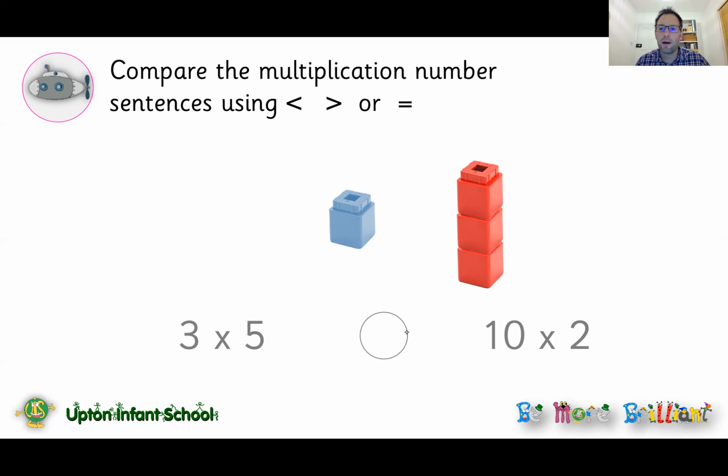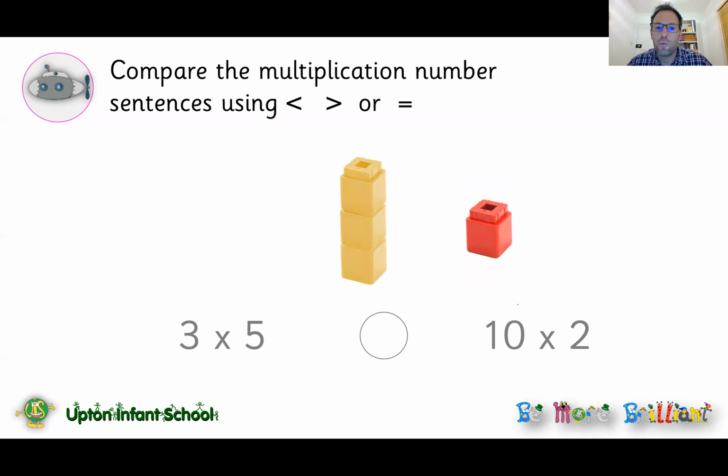If I draw a line across the top of those and across the bottom to join them up, we can see that is our less than sign. That's where the less than sign comes from. So there are fewer blue cubes, and there are more red ones. So 1 is less than 3. 1 is smaller than 3.